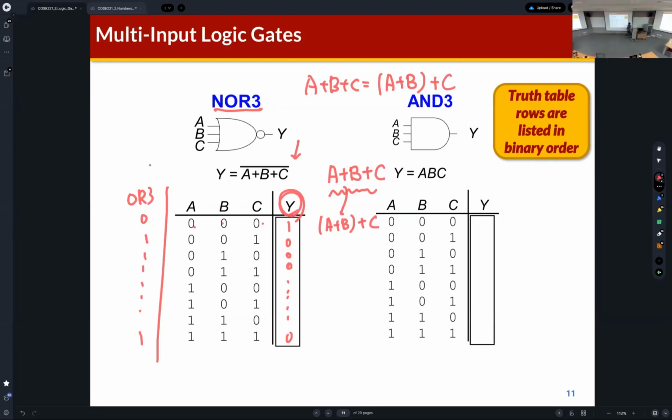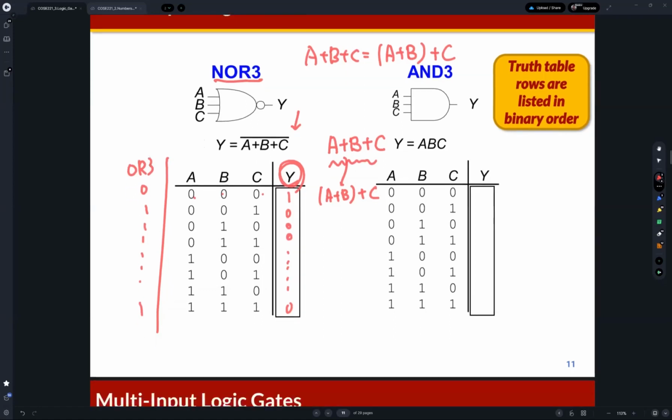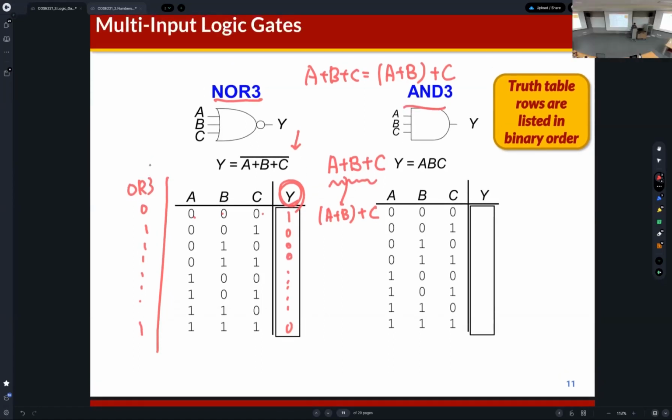Okay? And how about the 3-input AND? It's the same. We can think of it like A, B multiplied by C, like multiplication. But we can also apply the definition of the AND gate.